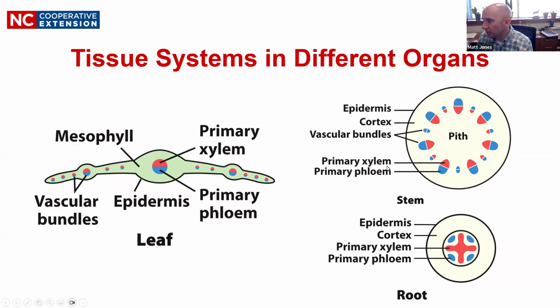Here's a cross section of a typical dicot stem, like we mentioned before. You've got bundles of vessels inside this yellow-green ground tissue, epidermis on the outside, with phloem towards the perimeter and xylem towards the center. And then roots have a little different structure.